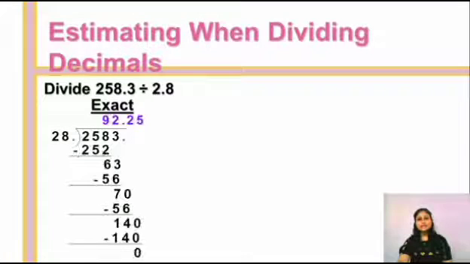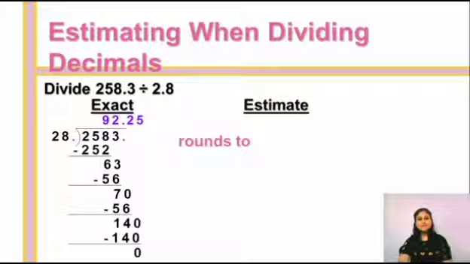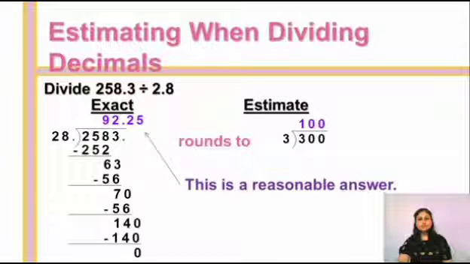Estimating by dividing decimals, 258.3 divided by 2.8. Now, move this decimal point 1 position to the right, and we have 28 and 2583. First we do division without the decimal point. Then after we get the answer, we use decimal places as given in the division. By estimating 258.3, we have 300, and estimating 2.8, we have 3. So 300 divided by 3 is equal to 100. So 92.25 is the answer.